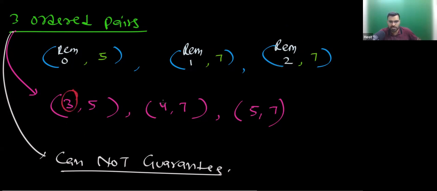Now, we are not interested in these numbers. These numbers you can change. Instead of 3, I can take 9. Instead of 4, I can take 13. Instead of 5, for example, maybe I can take 23. So this is what I'm saying. We are only interested in what remainder they are giving. This 9 is giving you remainder 0. This 13 is giving you remainder 1. And this 23 is giving you remainder 2. I hope this point is clear.